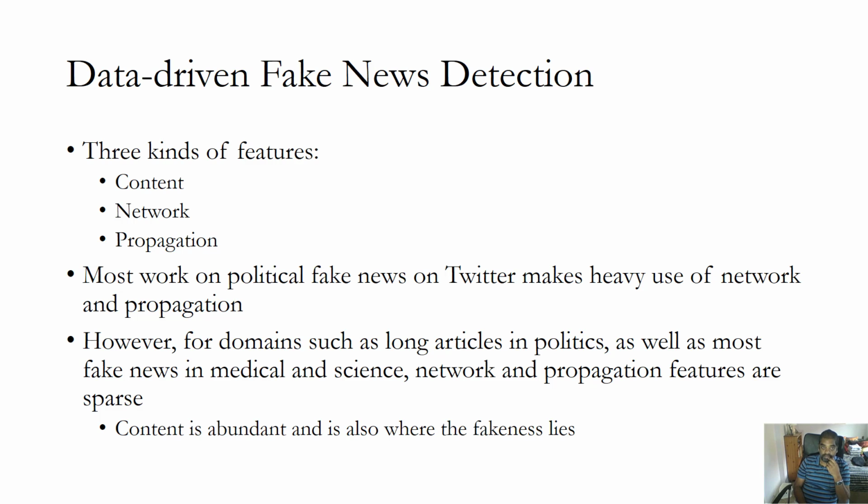And also the content is quite large usually. Typically there is a big text content associated with the fake news. So content is abundant. And I would also like to point out that content is where the fakeness lies. Whether you use network and propagation features to identify fake news, you are in a way looking at the outward symptoms of fake news, whereas the actual fake news lies in the content.